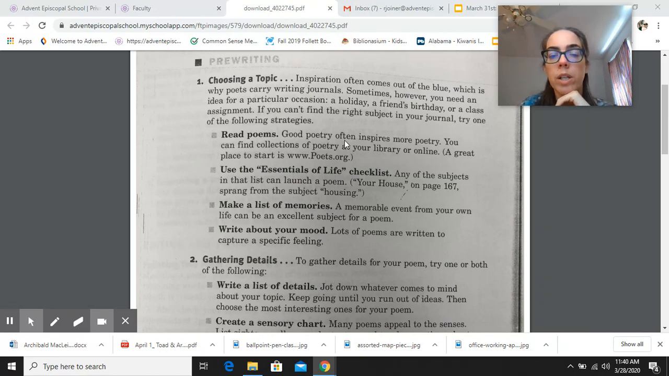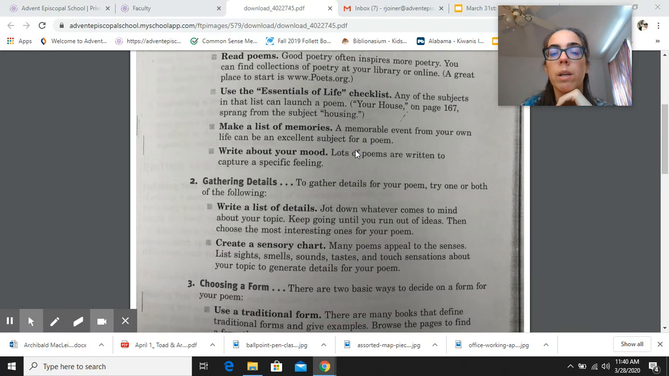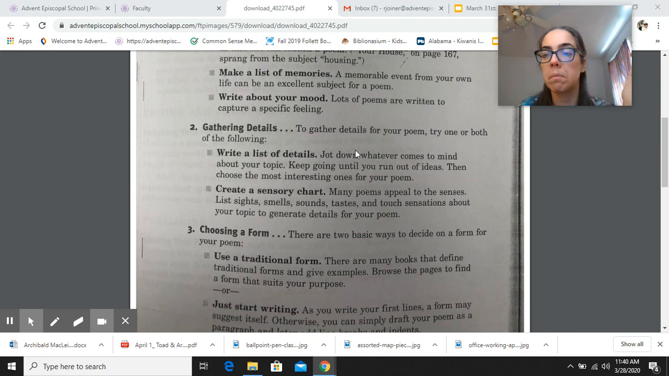This says Essentials of Life checklist. You guys don't have that, but it's basically talking about things that can be topics, basic life things. A list of memories. Something that's happened in your life, whether it's a wonderful Christmas morning or a trip that your family has been on in the past. We've talked about this. Your life is fodder for writing.